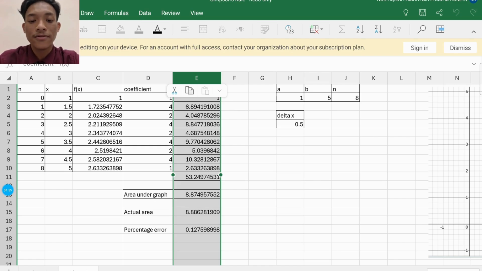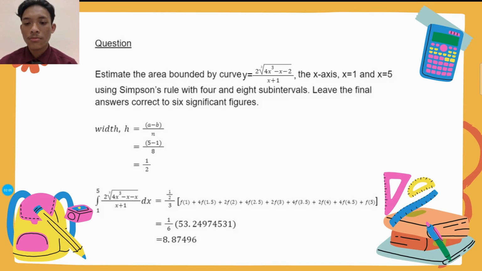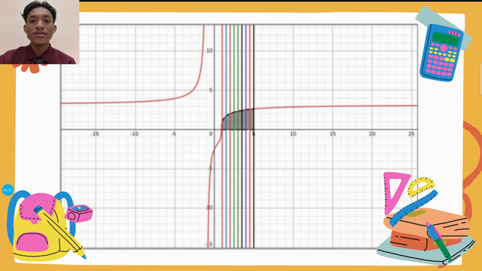This means higher subintervals means higher accuracy of the area value. If we calculate manually, we will get the same answer as in Microsoft Excel. So this is the graph for 8 subintervals for this question.